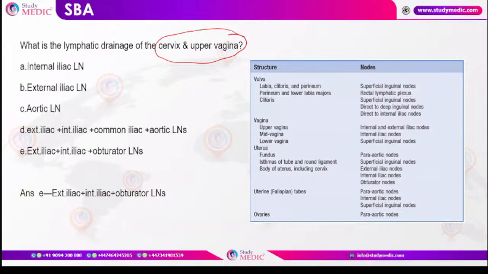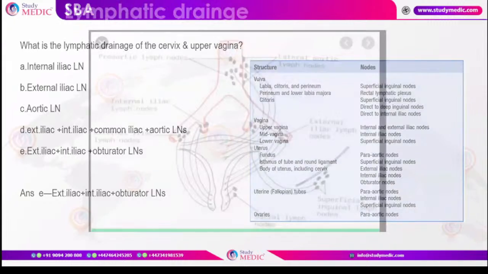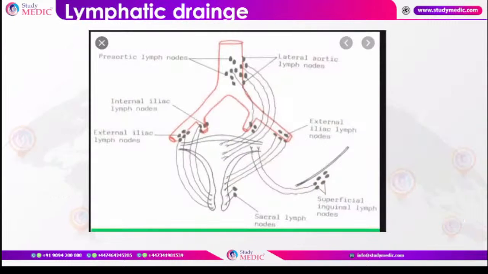Okay, so this is another very good slide. You can pause the video here and have a look at the slide so that you remember the lymphatic drainage of the vulva, upper vagina, fundus, the fallopian tubes, and the ovaries. This is a very favorite slide of mine because it's really beautiful and very helpful to remember the lymphatic drainage of the uterus.